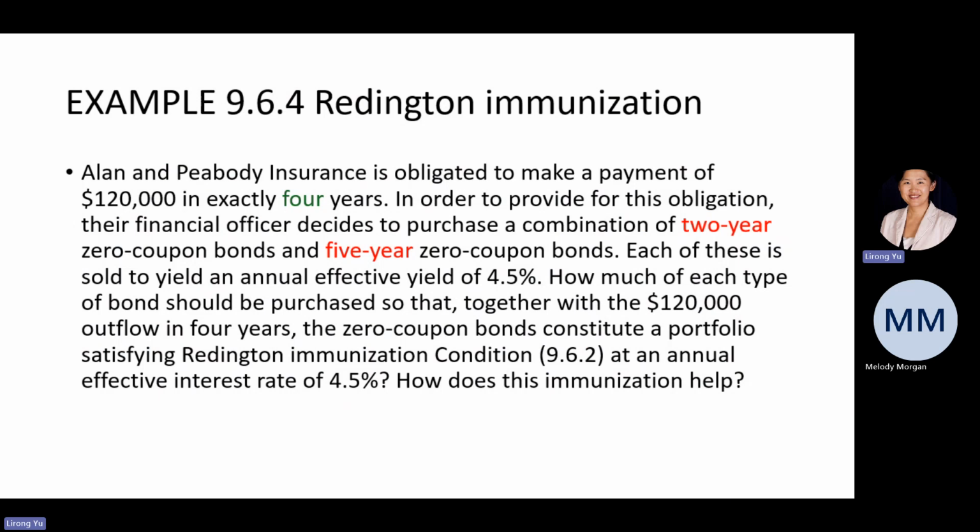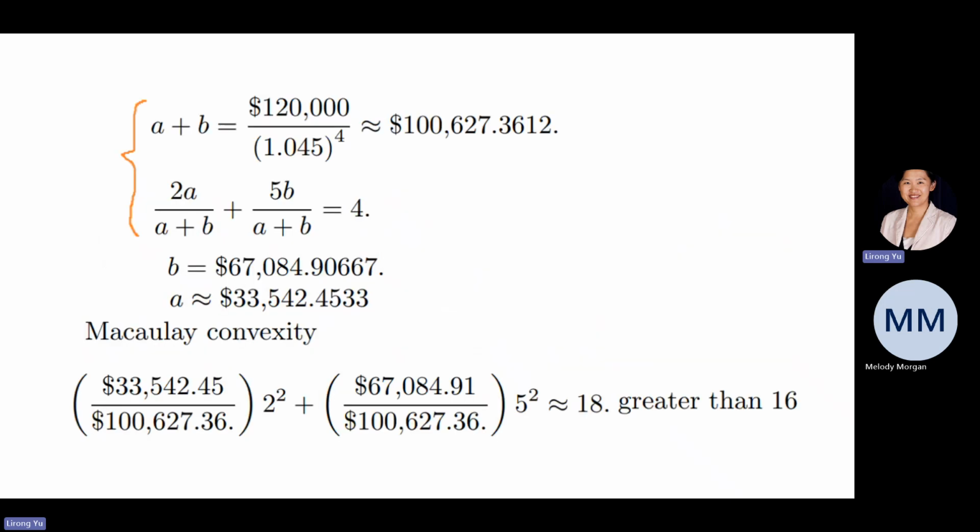So that seems to be similar to our plan for the full immunization. Each of these is sold to yield an annual interest rate of 4.5%. How much of each type of bond should be purchased so that together with the liability in 4 years, the zero coupon bonds constitute a portfolio satisfying the Redington immunization condition? How does this immunization work? Okay, so we're going to analyze how much of each one. So let's call them A and B.